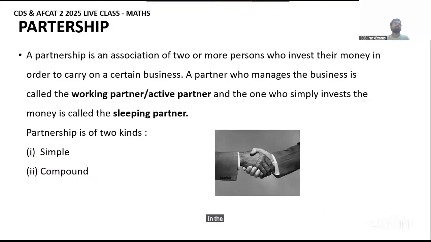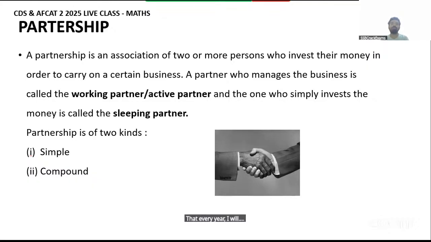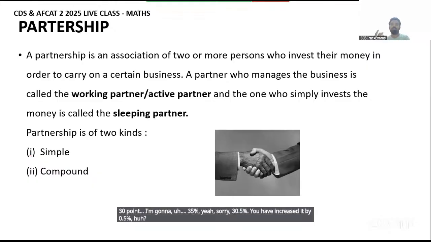In the second year, the company made a profit of 1,000 rupees and I get 30%. But what happens sometimes is you want to increase your profit as an investor. So what do you do? You can ask your partners, the working partners, that every year I will compound my profit, say by 0.5%. So initially, if you are getting 30%, then next year it will be 30.5%. If we increase it by 1%, then it will be 31%.